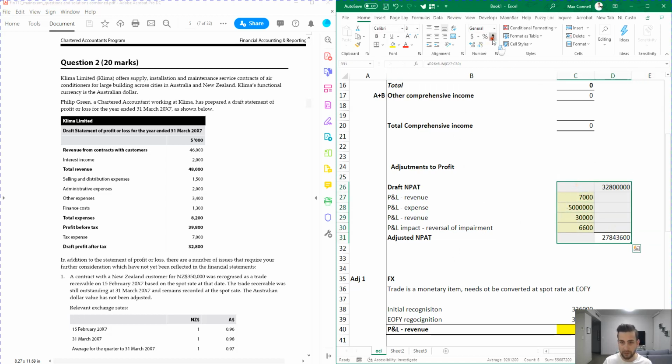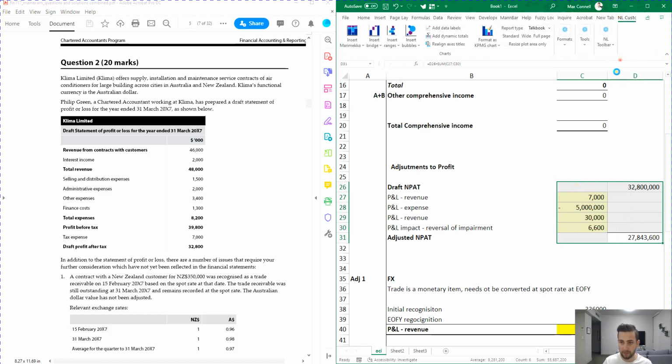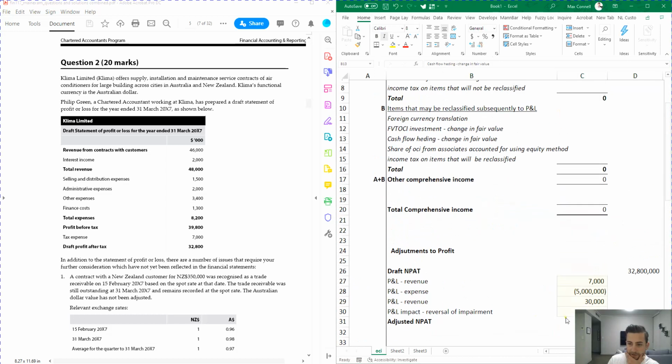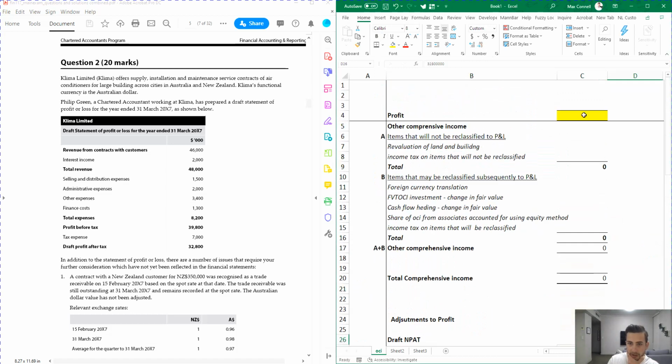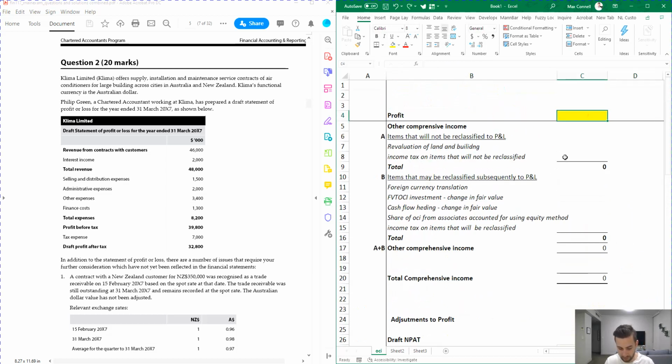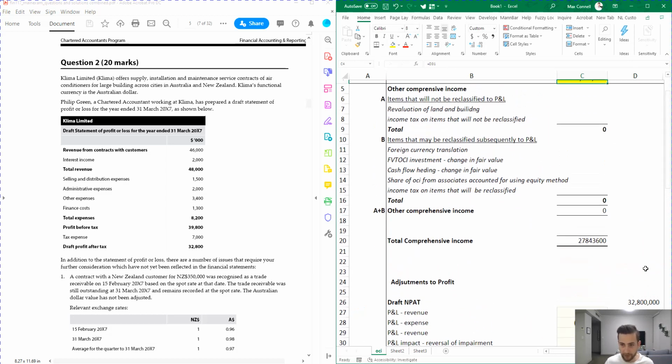Just make sure we've got all our numbers around the right way. Alright, there we have it. We've got our adjusted net profit after tax. Okay, so that leads us to the final part, which is just plugging in our net profit up the top, up here, into our statement of other comprehensive income.